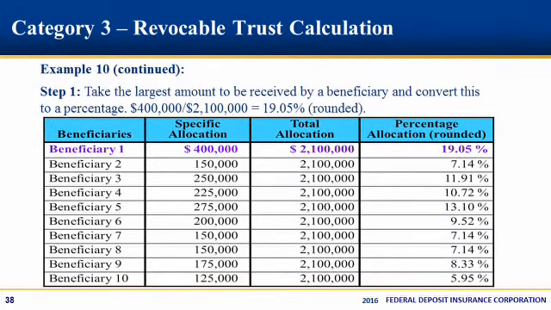Since specific dollar allocations are used in this example, we need to convert each allocation to a percentage of the total of all allocations under this specific trust, which is $2,100,000. Step 1. After we convert the specific allocations to percentages, we look to find the highest percentage allocation, which is Sally's allocation of $400,000, divided into the total allocations of $2,100,000 to give us the result of 19.05%.